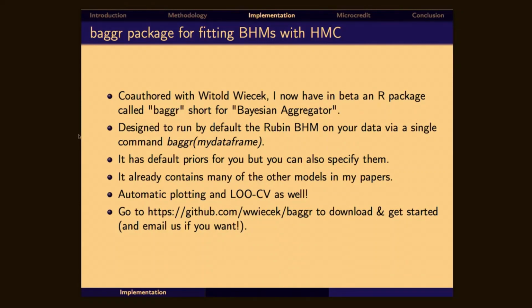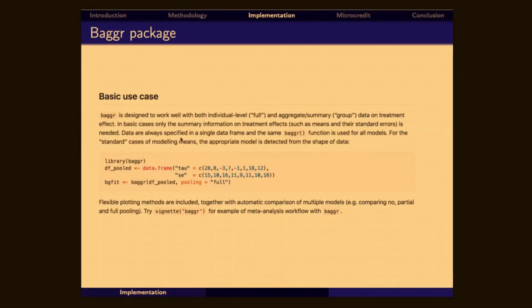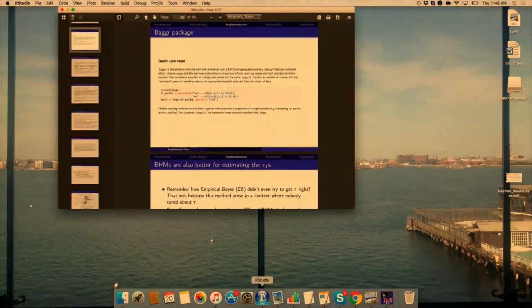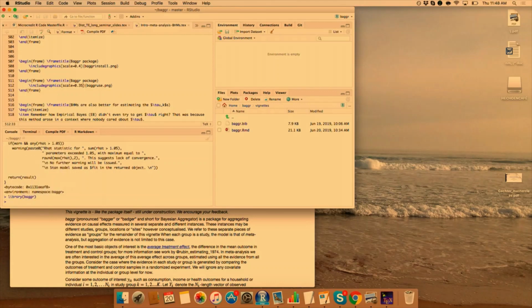So let me show you just quickly the installation. That's what it takes to install it once you've already installed Stan. Your computer then has to compile the Stan model, so this takes 5 to 10 minutes as well, but you don't do anything. And then you literally would just run bagger. Let me show you on this machine. Let's go to the console. Okay, I literally just reinstalled it, so let's load it.